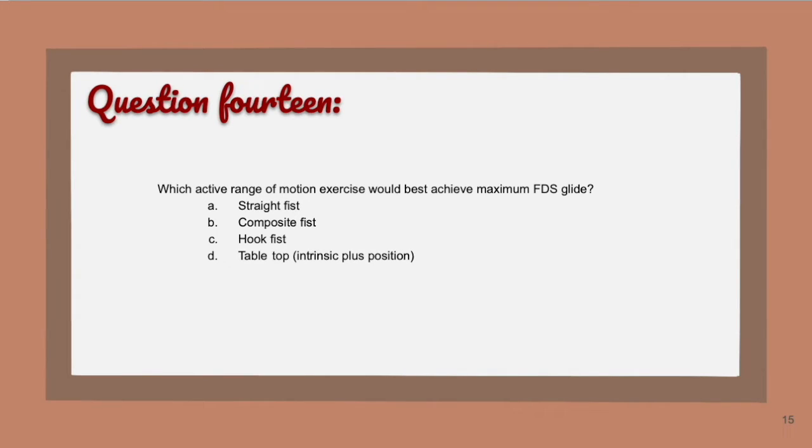Question 14. Which active range of motion exercise would best achieve maximum FDS glide? A. Straight fist. B. Composite fist. C. Hook fist. D. Tabletop intrinsic plus position.